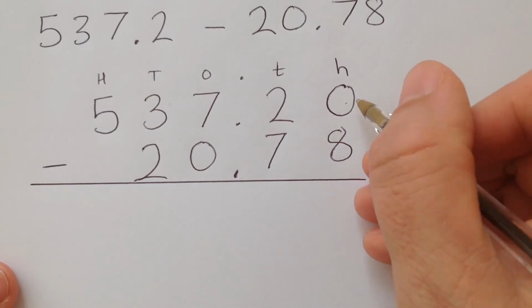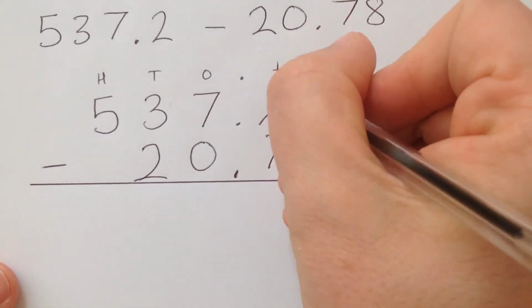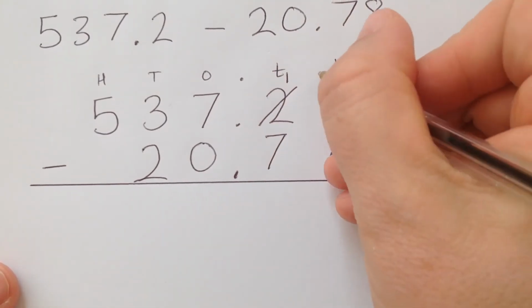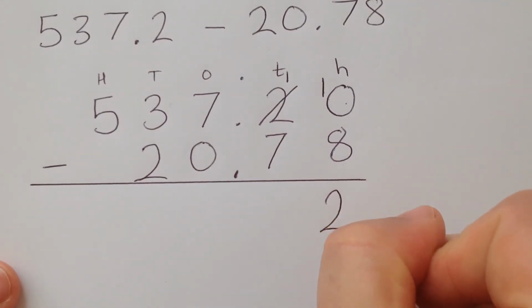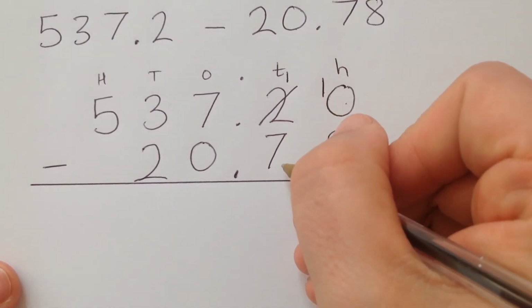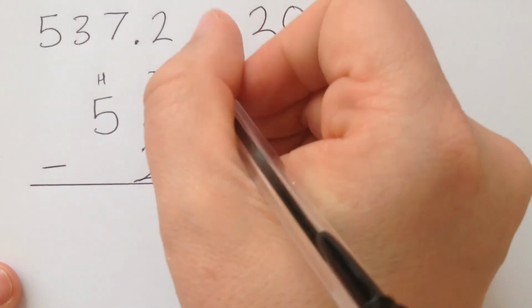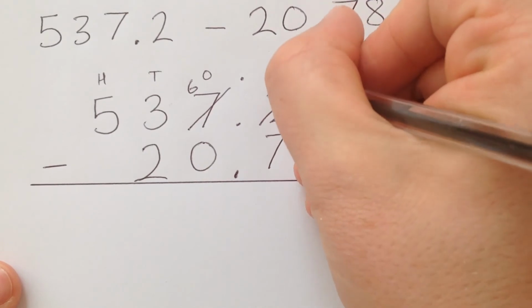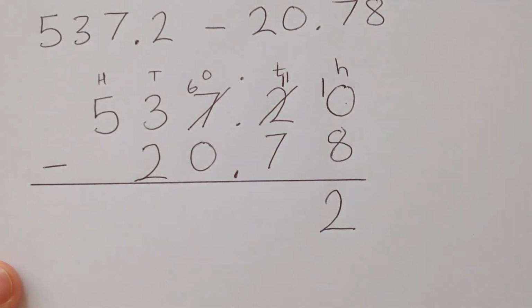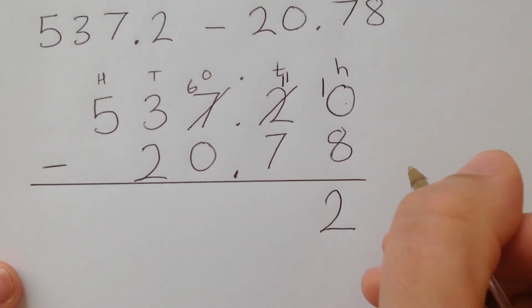0 take away 8, I can't do, but I can change my 2 into a 1 and move this over. 10 take away 8 I can do, is 2. 1 take away 7 I can't do, so I'm going to change the 7 into a 6. I'm going to take that 1 over and I'm going to exchange it and put it in front. So I've now got 11 take away 7, which is 4.